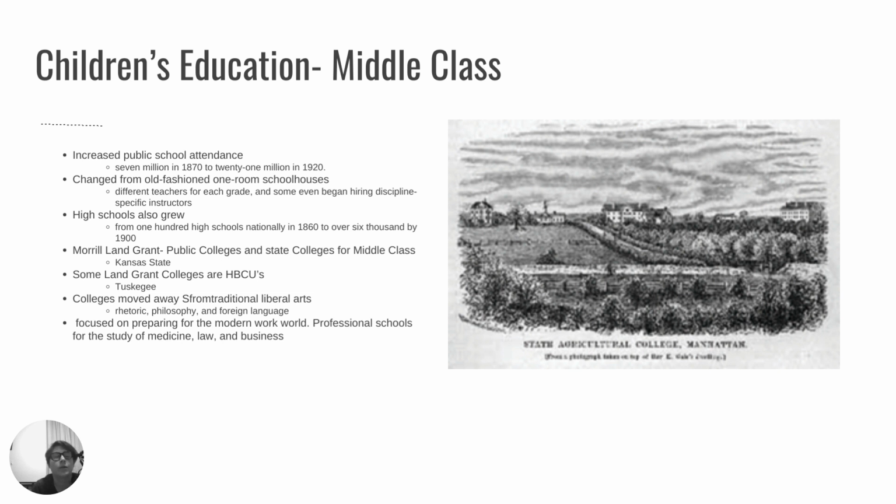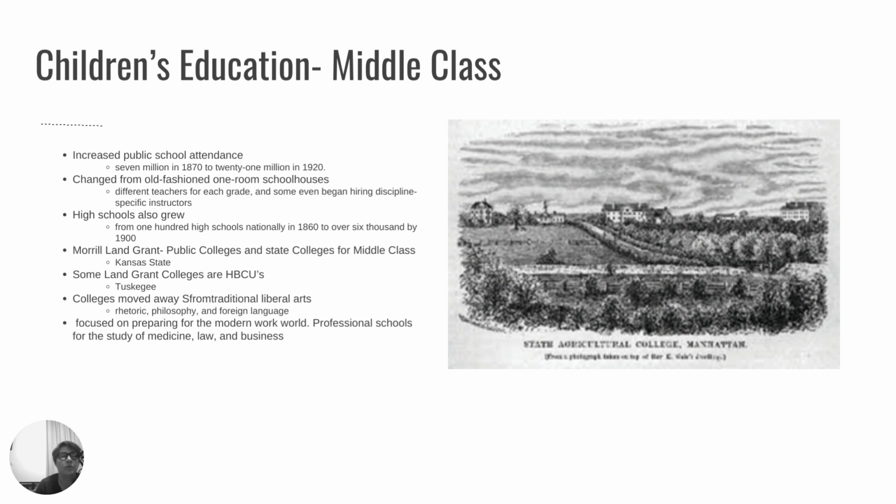High schools are also going to be growing at this time. There were only 100 high schools in 1860 and over 6,000 by 1900. Public colleges are also going to be created, mostly targeted at this new middle class. A Morrill land grant gives schools money through land grants to build universities, things like Kansas State. Some of these educational institutions are going to become HBCUs, like Tuskegee University.